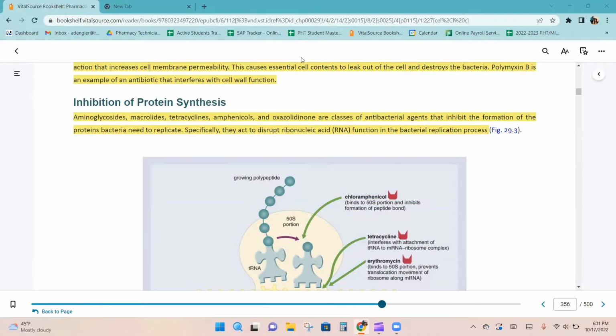Aminoglycosides, macrolides, tetracyclines, amphenicols, and oxazolidinone are classes of antibacterial agents that inhibit the formation of the protein bacteria needs to replicate.